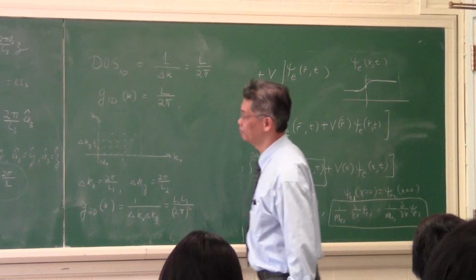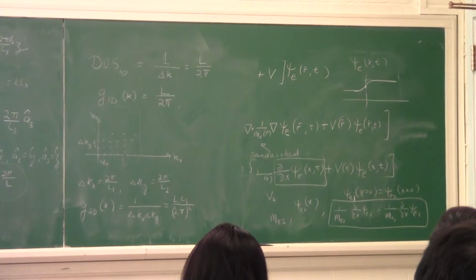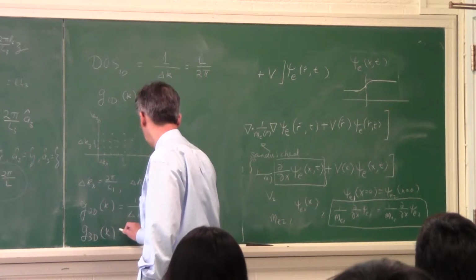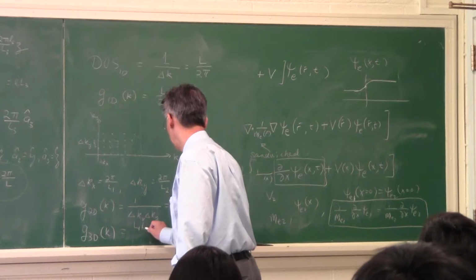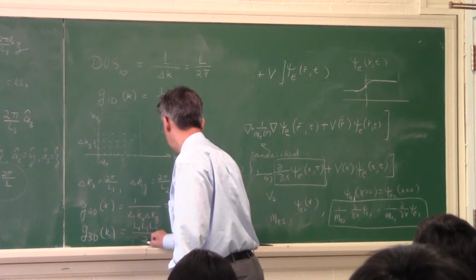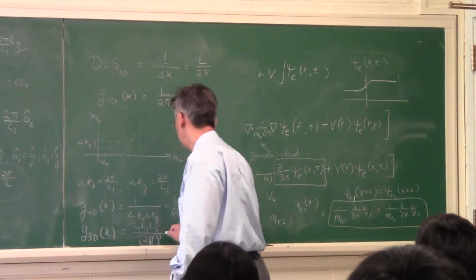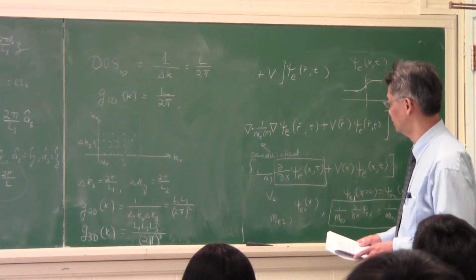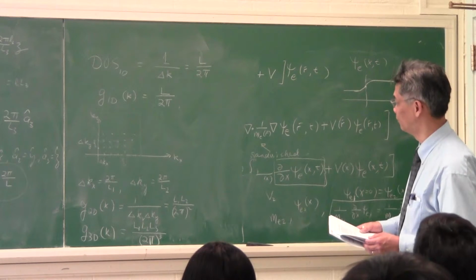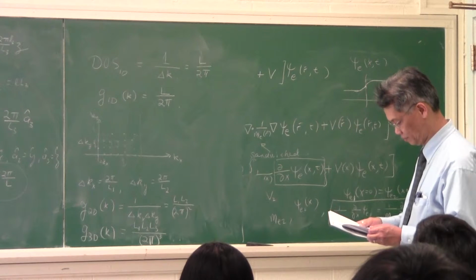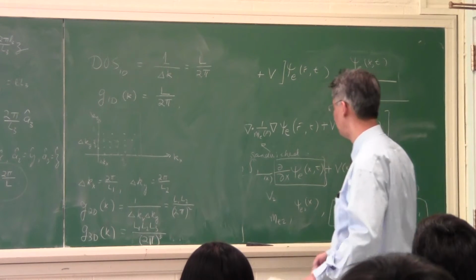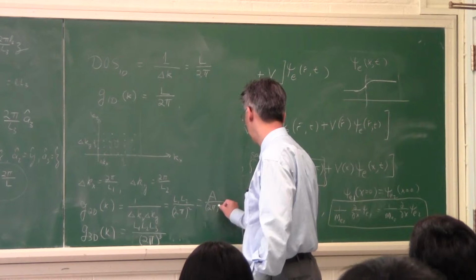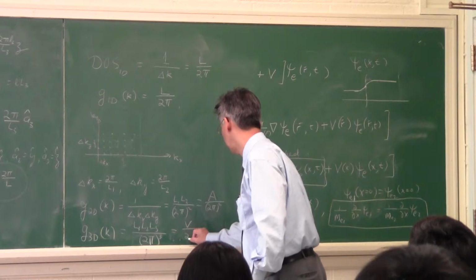And then you can repeat the count for 3D. For 3D, the density of states is equal to L1 L2 L3 over 2 pi cubed. So these are different ways of counting the number of modes in a box that is 1D, 2D, or 3D. This can be written as the area of the box divided by 2 pi squared. This can be written as the volume of the box divided by 2 pi cubed.